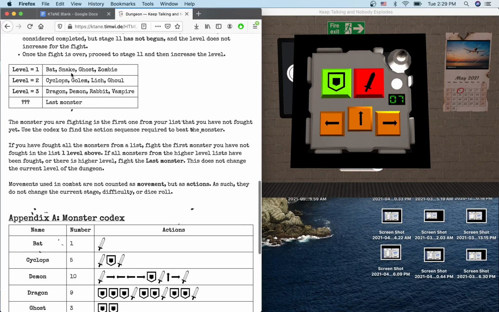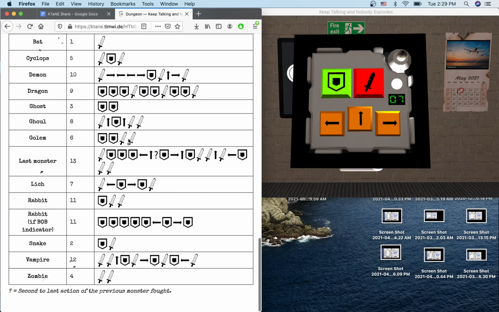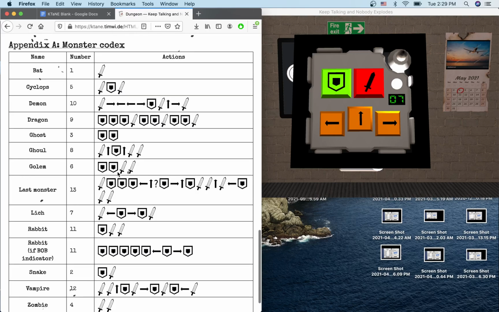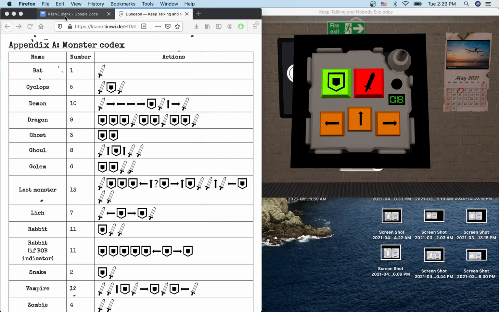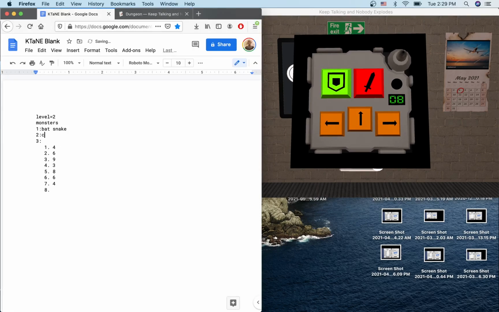Anyway, so we are on the first monster in level 2, which is a Cyclops. And Cyclops has the associated symbols sword, block, sword. And the light disappears. Write that down.